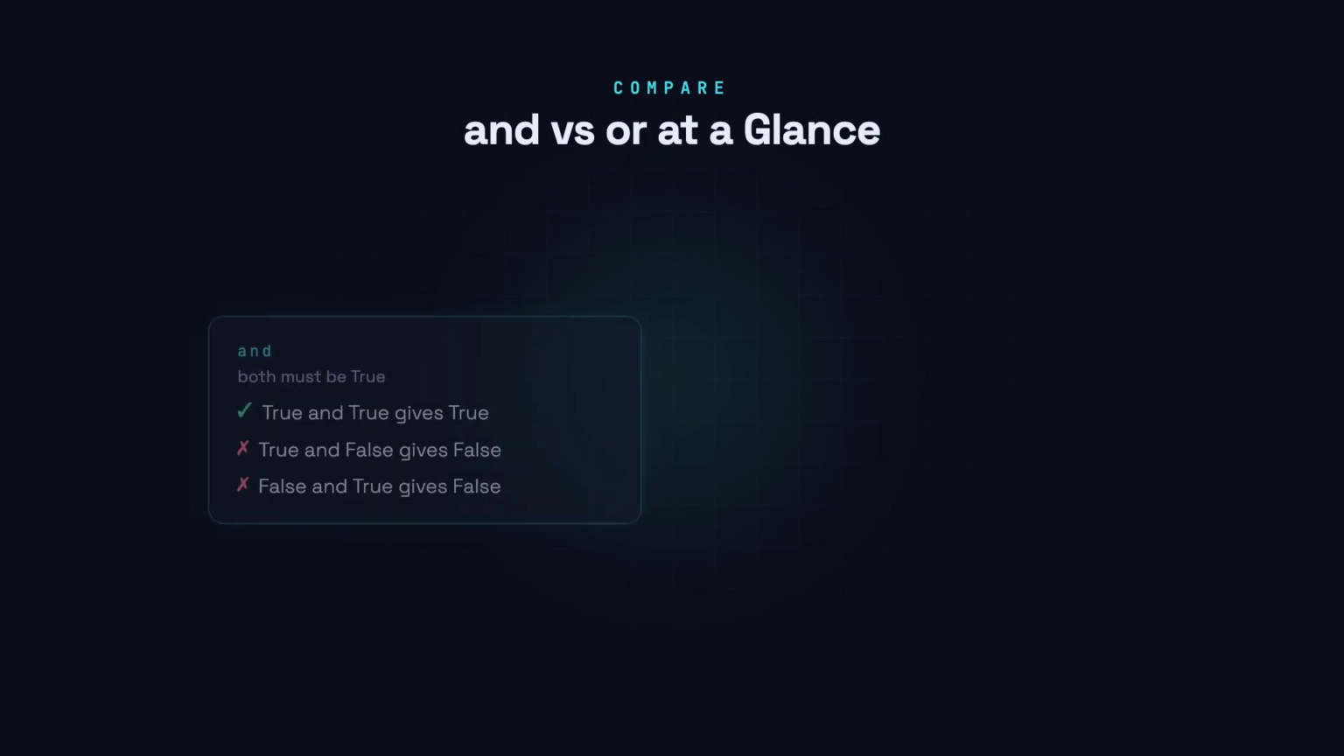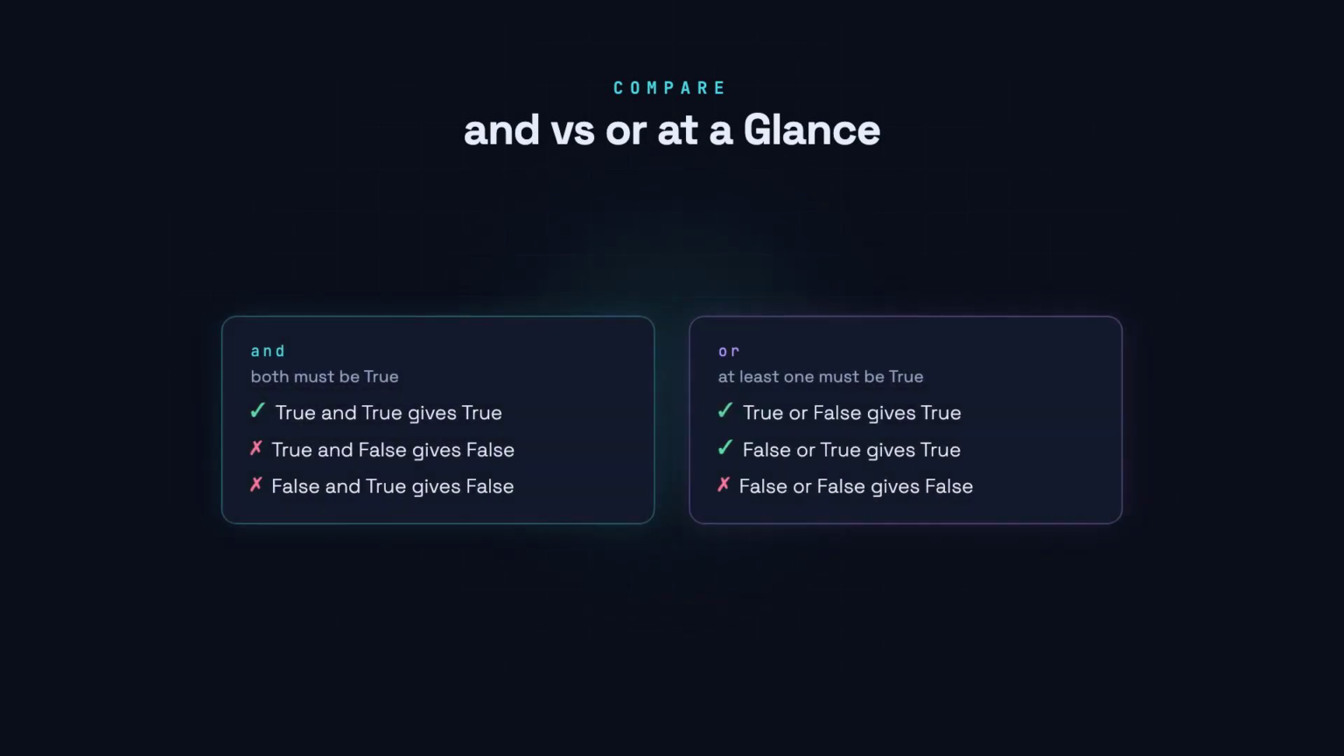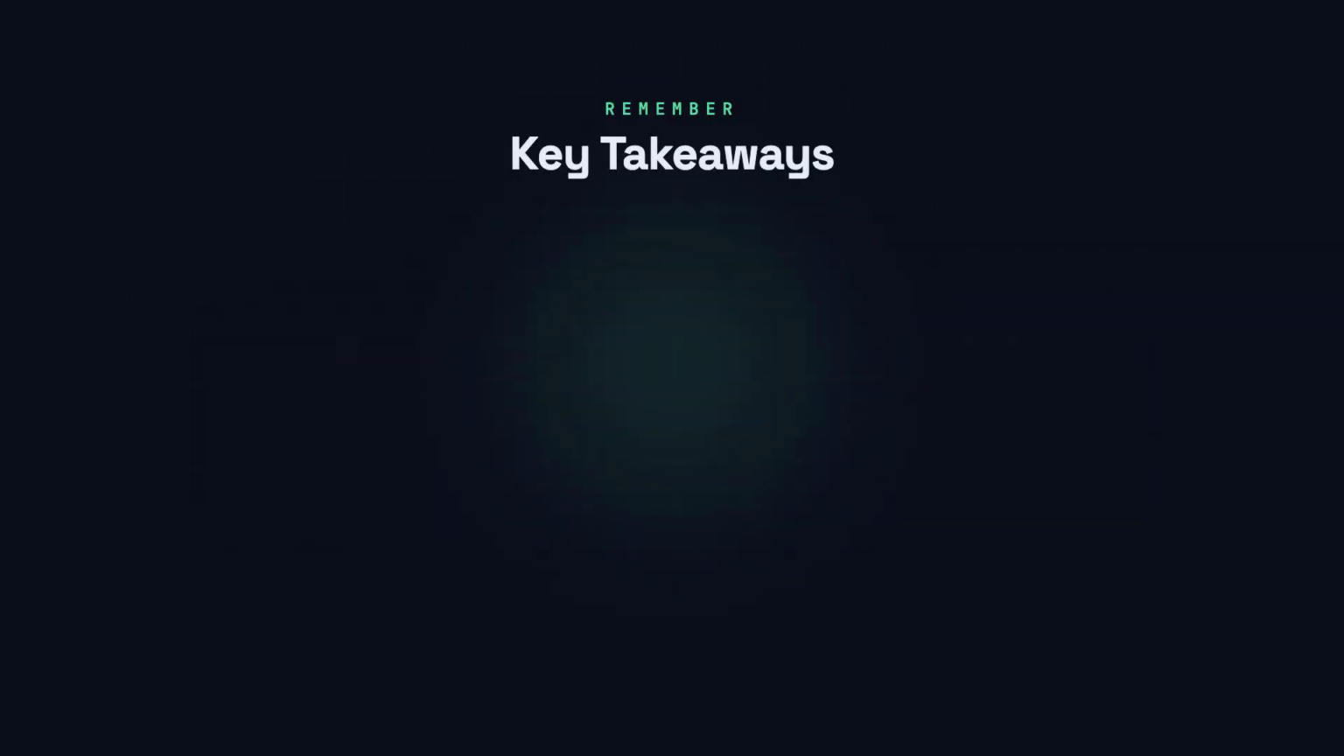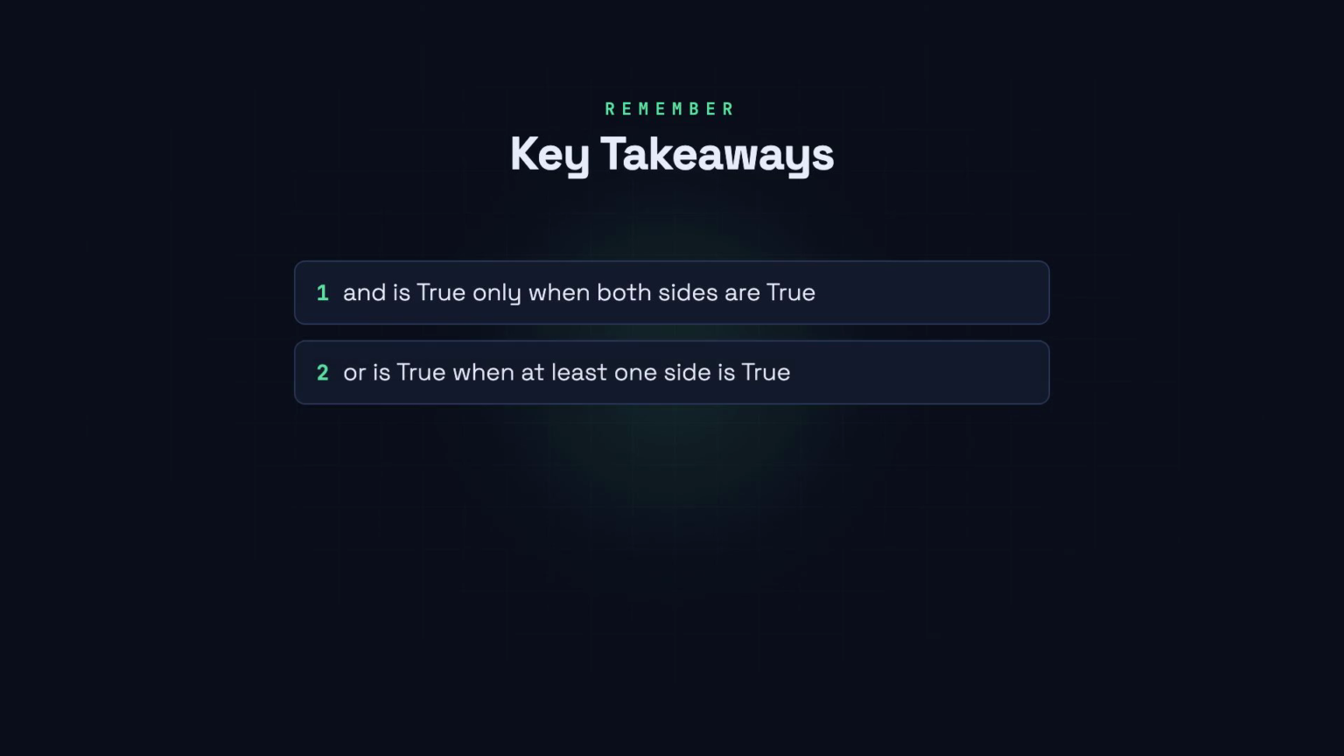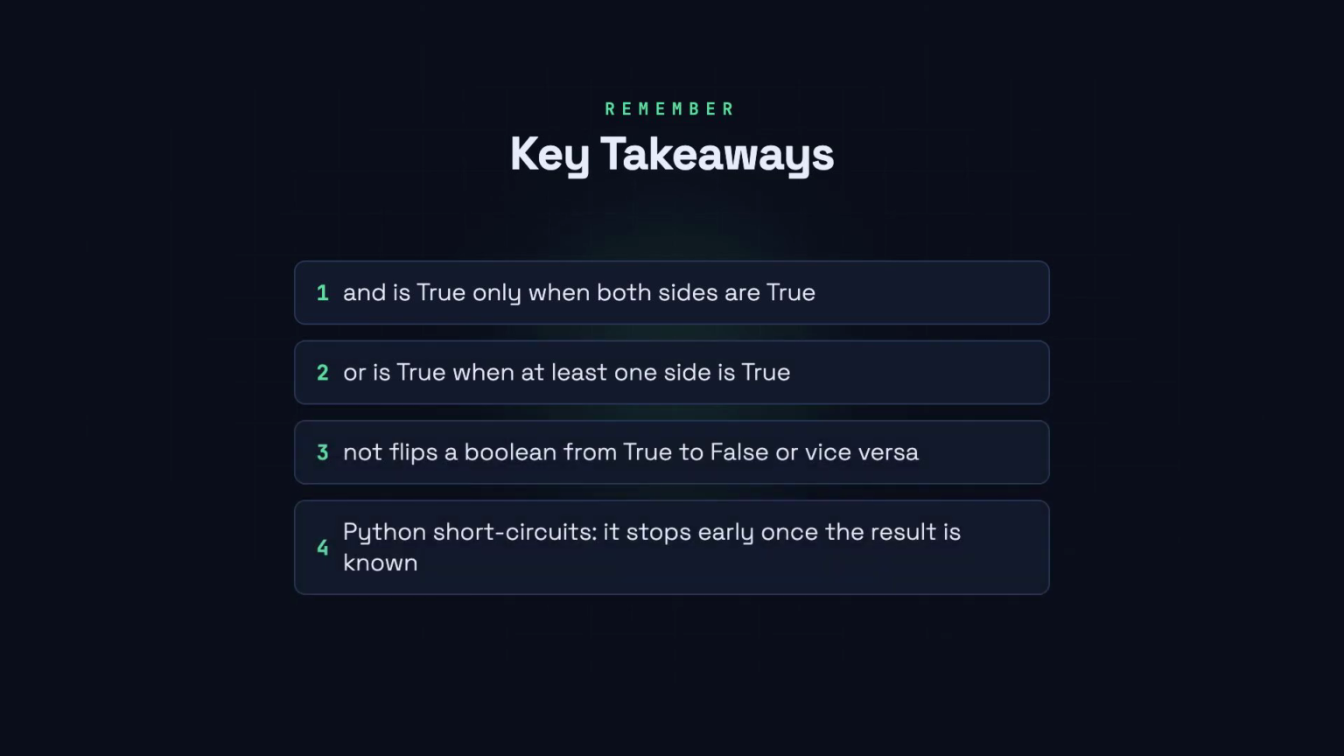Here is a quick side-by-side. AND demands both sides to be true so it is stricter, OR only needs one side so it is more lenient. Keep this table in mind when writing conditions. Remember these 3 ideas, AND needs both, OR needs one, and NOT flips the value. Add short circuit evaluation to that, and you have a solid grasp of Python's logical operators.